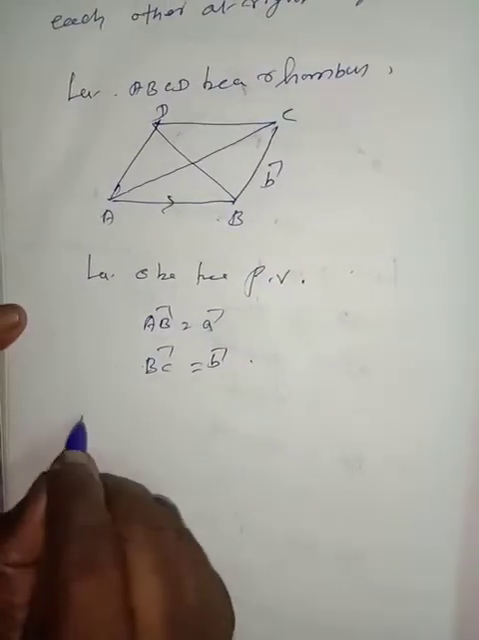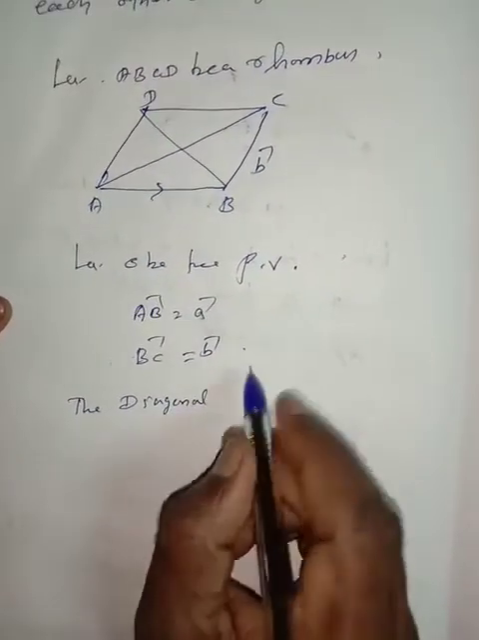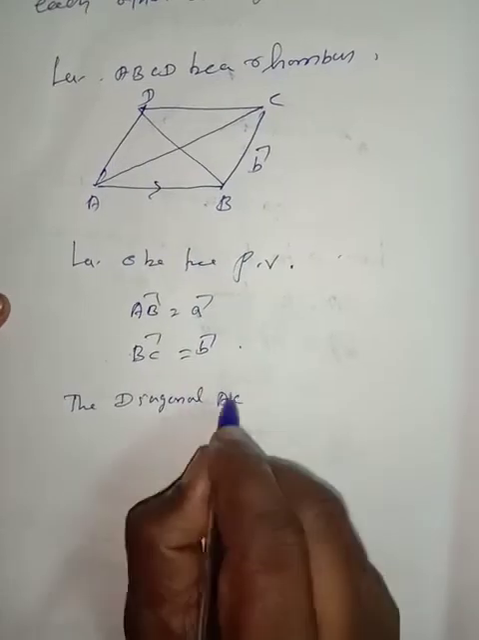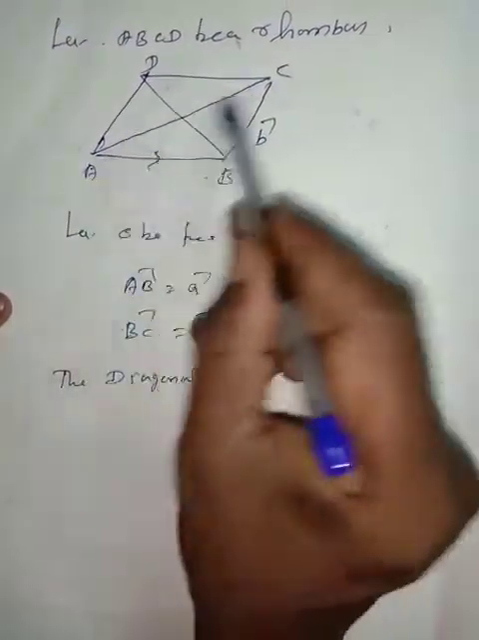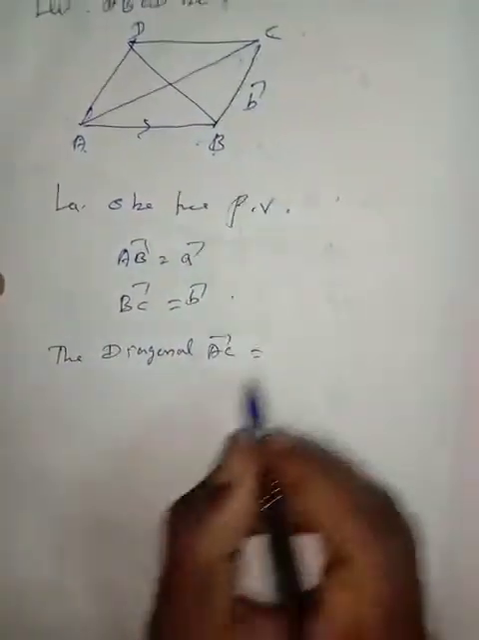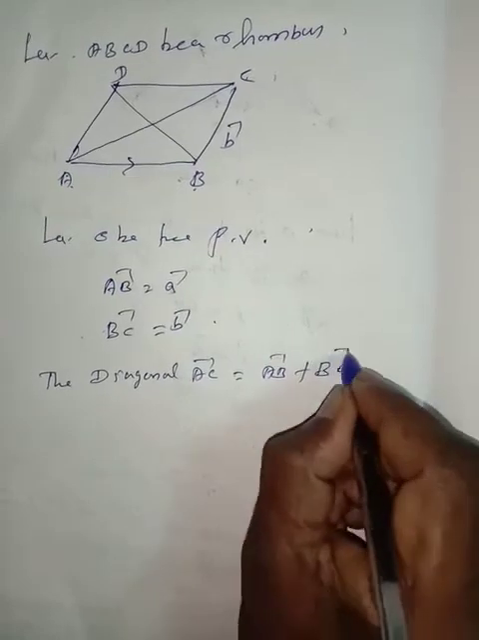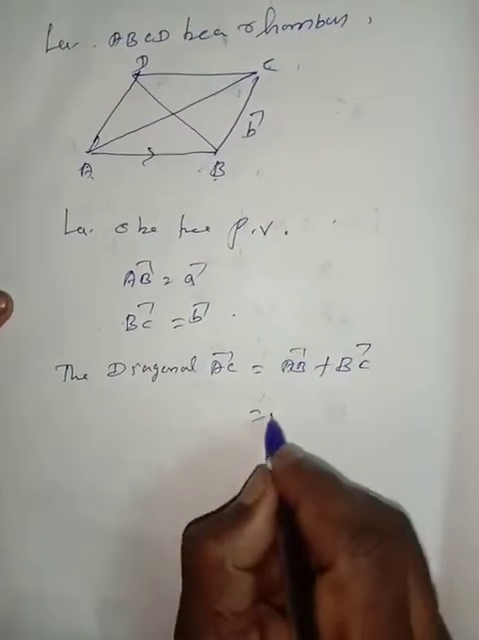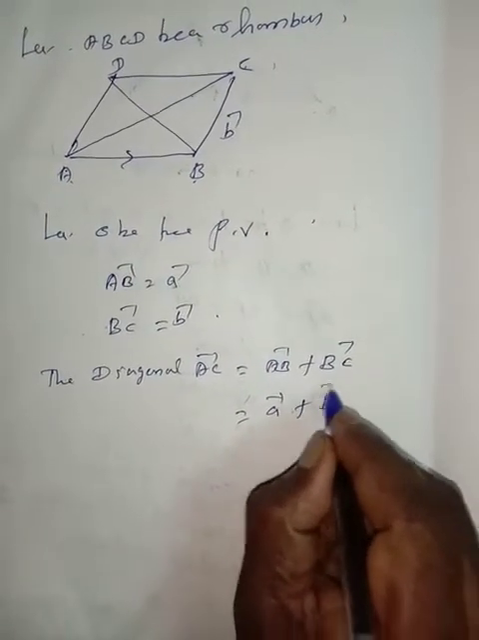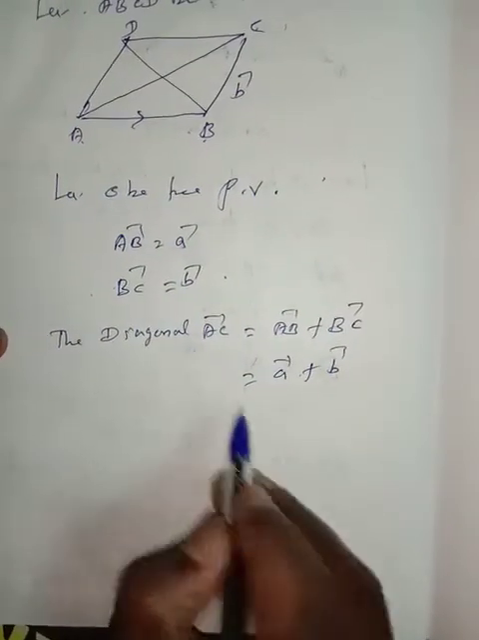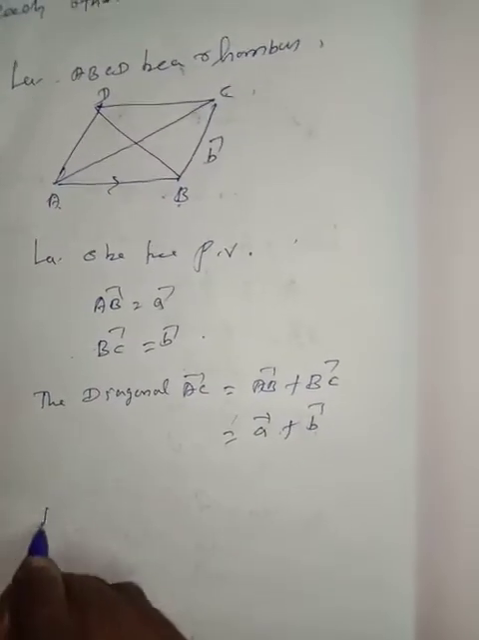Now the diagonal AC vector is equal to A to C, which means A to B plus B to C, AB vector plus BC vector. AB vector is a vector and BC is b vector. Therefore, the diagonal AC is a vector plus b vector.